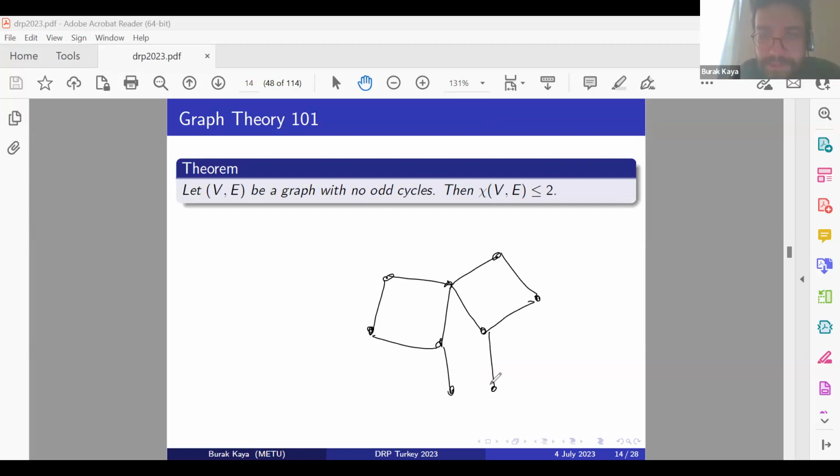And let's put this: 1, 2, 3, 4, 5, 6. Okay, yeah, this is fine. There are no odd cycles here, and I can color this with 2 colors.